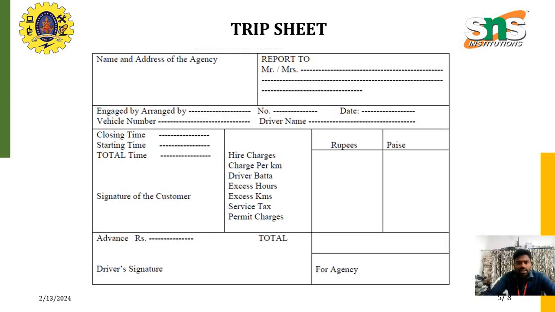Next, this is the trip sheet. That is the model trip sheet I have included. Here we have the name and address of the agency, then engaged by, arranged by, the vehicle number, date, driver name, the timing, then signature, and then the total amount. These are the things to be there in the trip sheet.